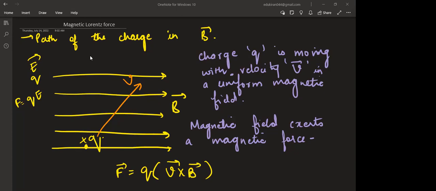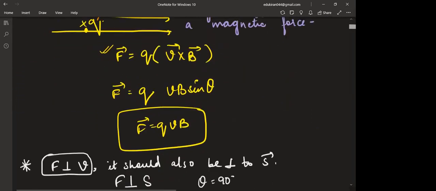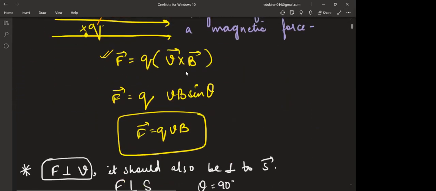Now, a few things which you have to note down regarding magnetic Lorentz force. See, the path of the charged particle in a magnetic field. How does it perform? Charge is moving with a certain velocity. Just use the formula F equals Q, V cross B, where velocity and magnetic field are given. Again, this is a cross product, so QVB sine theta. And finally, if you have the maximum value of sine theta, you will write it as QVB.